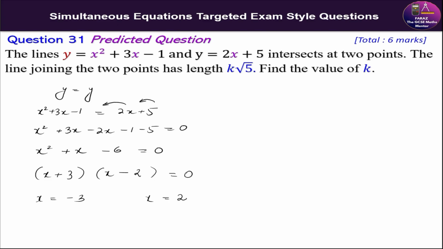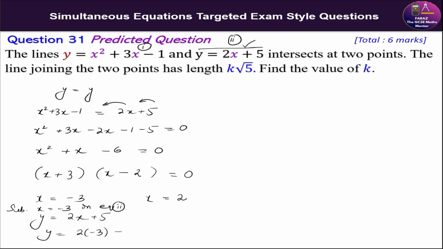Step 2 is to find the corresponding y values. Plug into the linear equation. The linear equation is y equals to 2x plus 5. So we are going to substitute 1 by 1. Here you have to substitute x equals to negative 3 in this equation. In equation 2, let's say this one is equation 2 and this one is equation number 1. So that would give you y equals to 2 times negative 3 plus 5, which means y equals to 2 into negative 3, negative 6 plus 5, and that would give you negative 1.